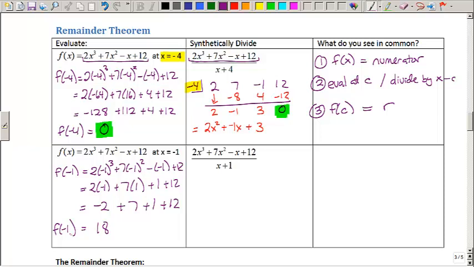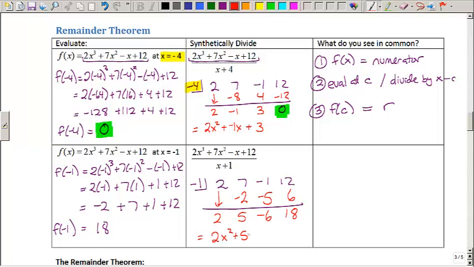Using synthetic division, I'm taking the same polynomial in my numerator, or my coefficients, for my synthetic division process. I'm dividing by x plus 1. Inside my division side, I'm going to put a -1. And I'm going to divide by dropping the first coefficient down. 2 times -1 is -2, add down to get 5. 5 times -1 is -5, add down to get -6. -6 times -1 is +6, add down to get 18. My answer here would be 2x squared plus 5x minus 6 plus 18 over the original divisor.